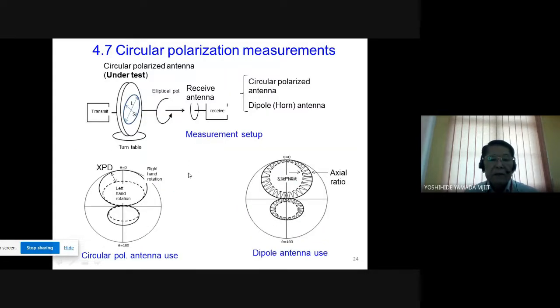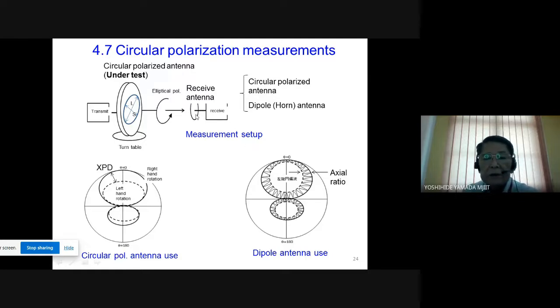And in the measurement, if we use the circular polarization antenna here, then the same circular polarization is this one, and the cross circular polarization becomes like this one. And this difference is XPD.